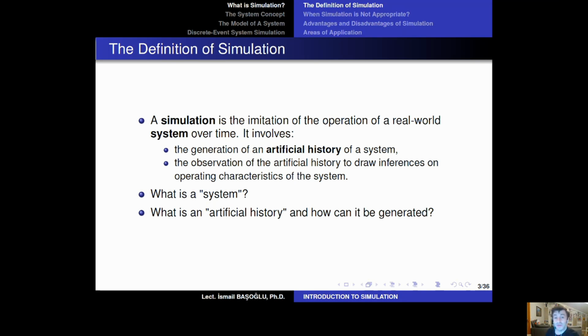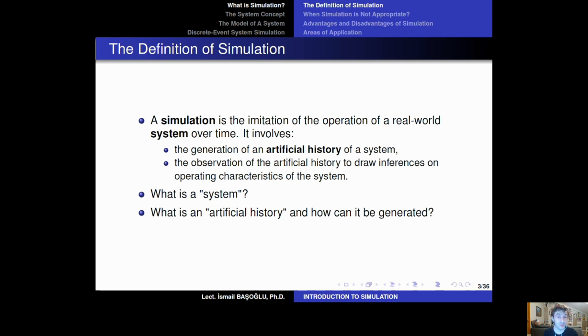So we have a real-world system, and that real-world system actually operates. Okay, so it's a dynamic system, and it operates through time. And in simulation, we are trying to create an imitation, a fake version of this operating real-world system. Now, here it says simulation involves the generation of an artificial history of the system. So it generates an artificial history. We need to understand this concept. What is an artificial history, or how can we generate an artificial history?